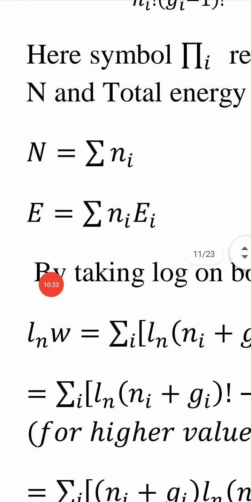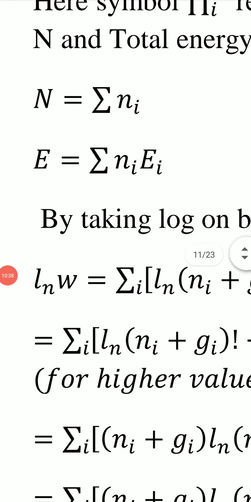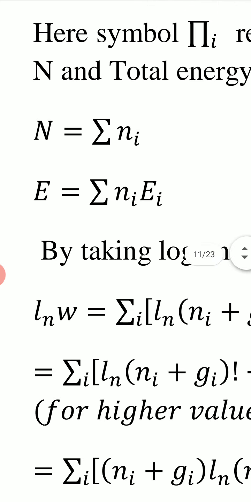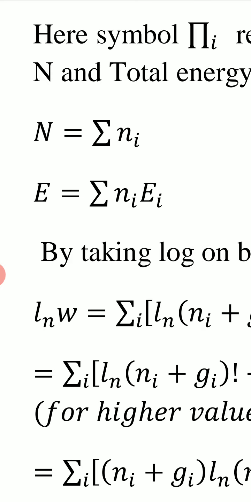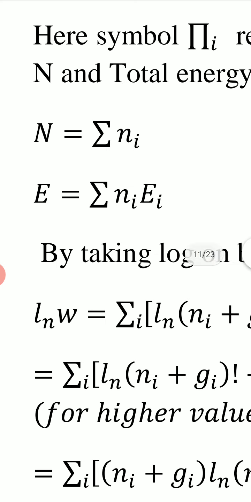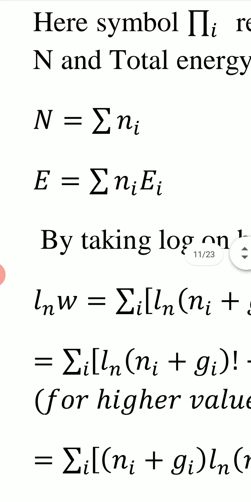Now we have two other equations. One is for the total number of particles, capital N, and the other is for the total energy, capital E. Total number of particles capital N will be equal to N1 plus N2 plus N3, and we write it as summation Ni. Summation is for I. And total energy E is equal to summation NiEi.